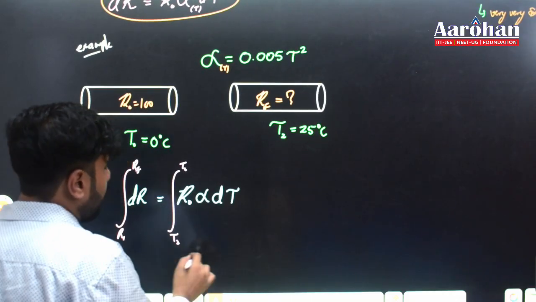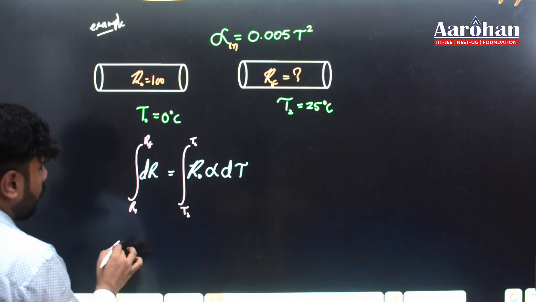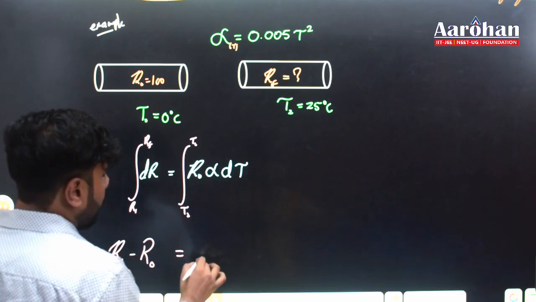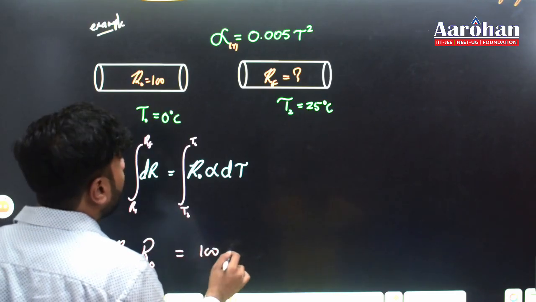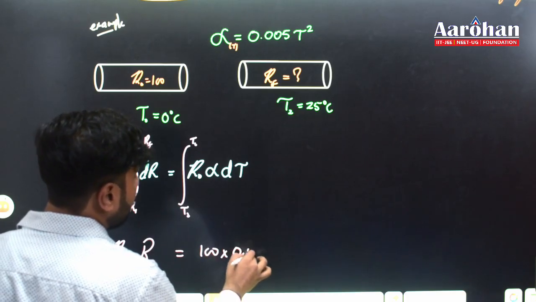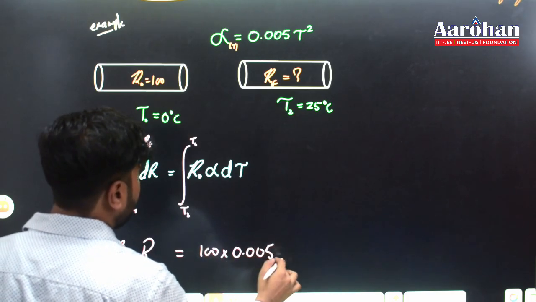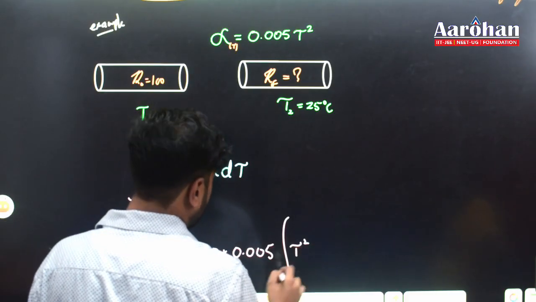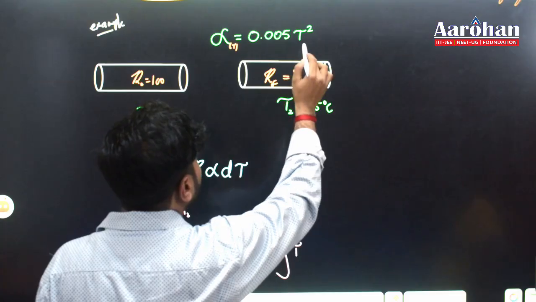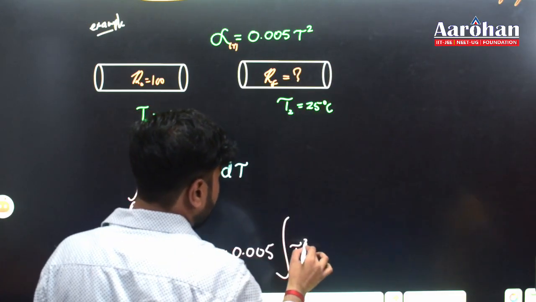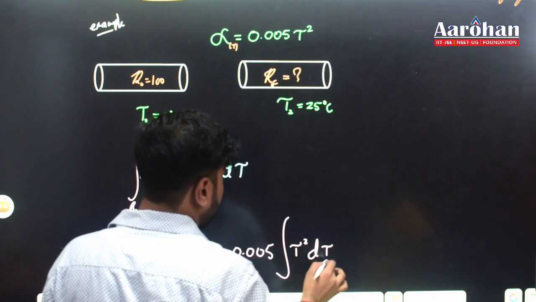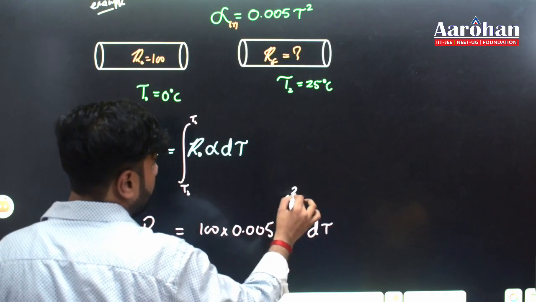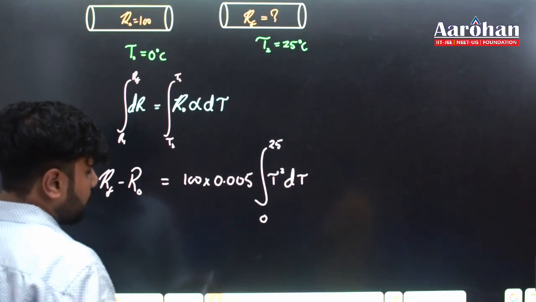Now you can place your values. This integral will give you R final, which is what we have to calculate, minus R initial, that was R naught. Here R naught can be taken out of the integral. The coefficient of T will also be out of the integral, and you will be left with T squared dT. We are going from 0 degrees Celsius to 25 degrees Celsius. Then you can simplify this.